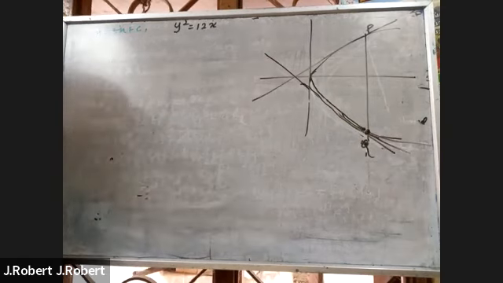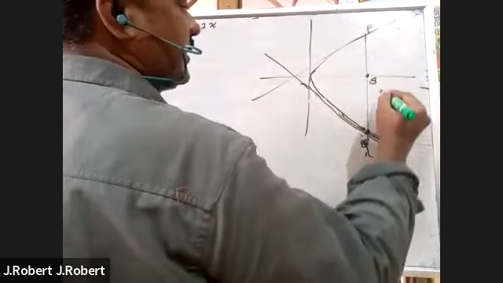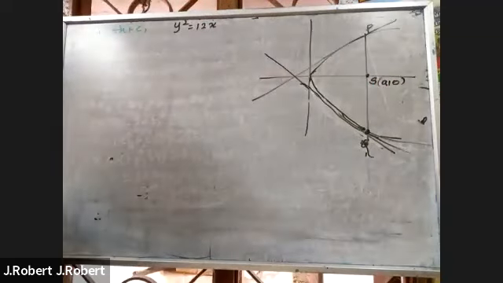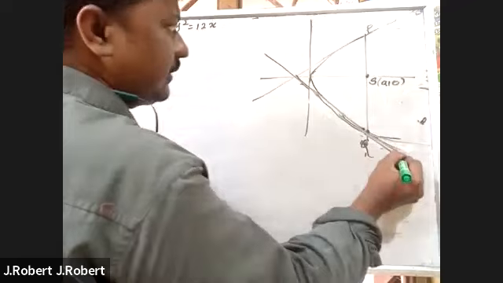Algorithm for the focal chord. This is called a focus. Yes. a comma 0. Your P point and Q point. So you have to find out the equation of a tangent at Q. Now I am going to find out this line, not this line.